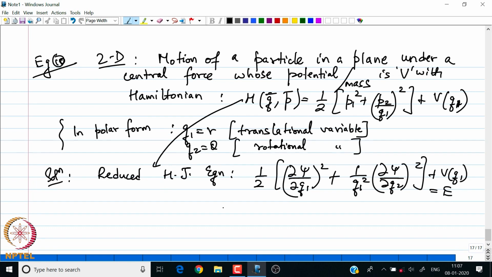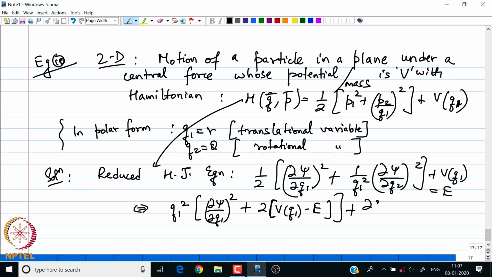From here I can multiply throughout by q1 square. So, I get an alternate form: q1 square times del psi del q1 whole square plus 2 times V of q1 minus E, right, plus del psi del q2 whole square, this is equal to 0. The reason for writing it in this form is, notice that this is purely a function of q1, while this quantity is purely a function of q2, and that will help us to select our quantities g1 and g2.